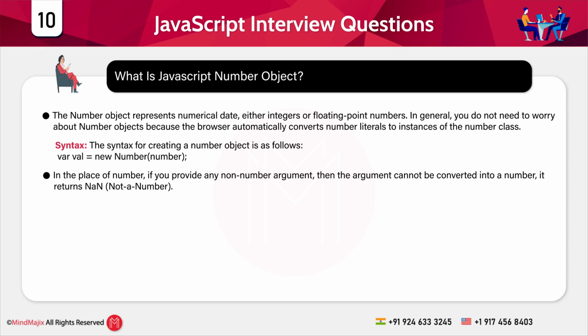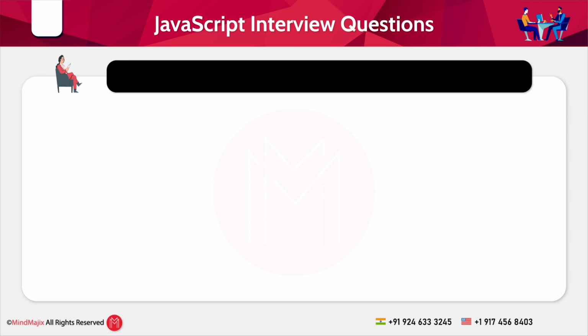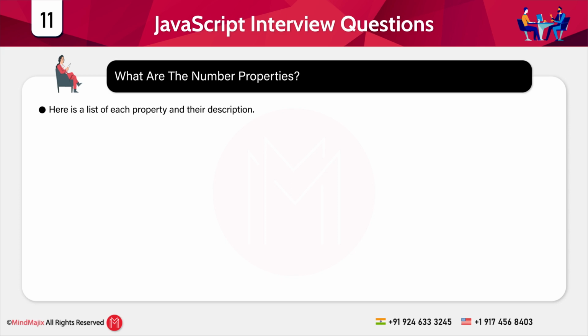Suppose the number parameter has any valid number value. Then that value gets converted into an object of the Number class. It is the Number object. What are the Number properties? Here is the list of each property and its description. MAX_VALUE, the largest possible value a number in JavaScript can have, 1.7976931348623157e+308.